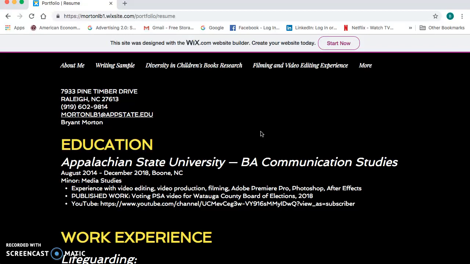resume was set up in the traditional format of education at the top, and then go into work experience, but each job was its own section, followed by details of what that job was. And then at the very bottom I had awards and skills. This is set up slightly differently. It highlights more of the education because it puts it right up front first.